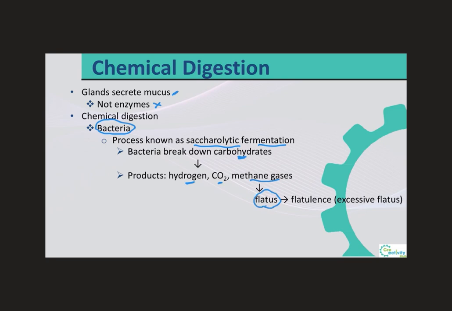If you have excessive flatus, this is called flatulence. Each day, up to about 1,500 mLs of flatus is produced in the colon. So about 1,500 mLs of gases, of farts, are produced in your colon. More is produced when you eat foods such as beans, which are rich in otherwise indigestible sugars and complex carbohydrates like soluble dietary fiber.